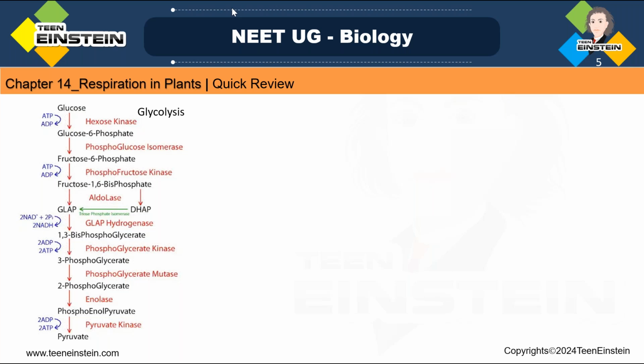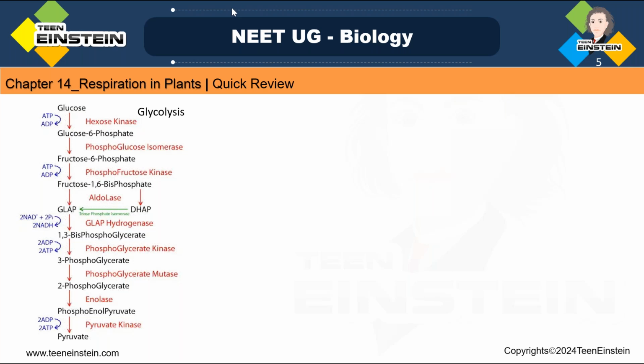See here, in glycolysis you have seen pyruvate is getting produced, right? And this pyruvate enters the mitochondrial matrix.